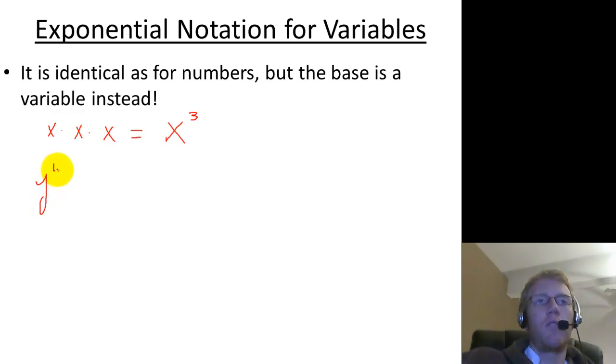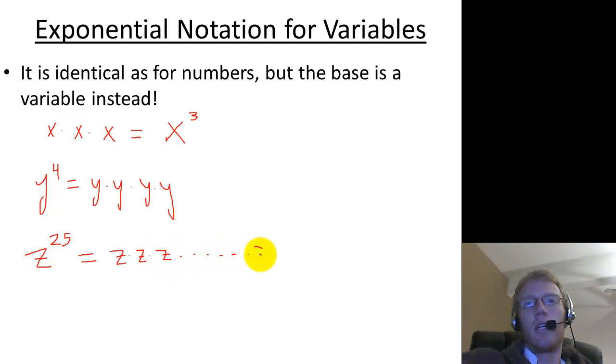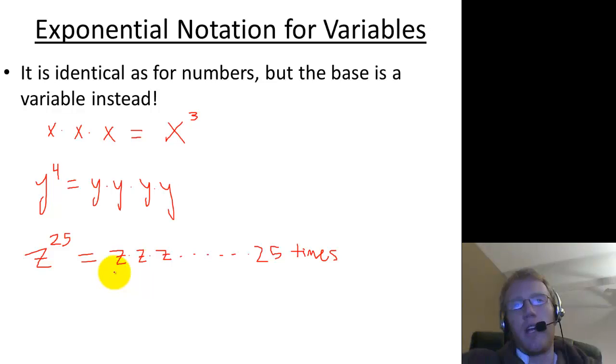What about y to the 4th? Okay, that's going to be y times y times y times y. So the number multiplied is y, and we're doing it 4 times. So what if you had z to the 25th power? That's z times z times z, and then you just go dot, dot, dot, 25 times. Okay, so I'm not going to write it down this many times.